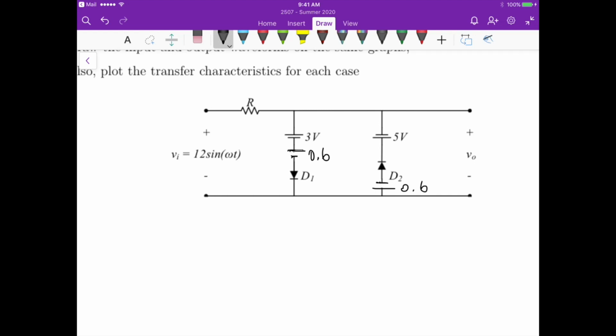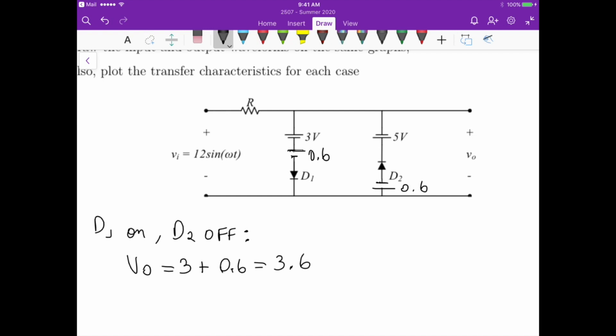Okay, and then we can perform our analysis. Let's suppose we have D1 on and D2 off. In this condition, since D2 is off, the voltage at the output is going to be 3 volts plus the 0.6 from the battery model, right?